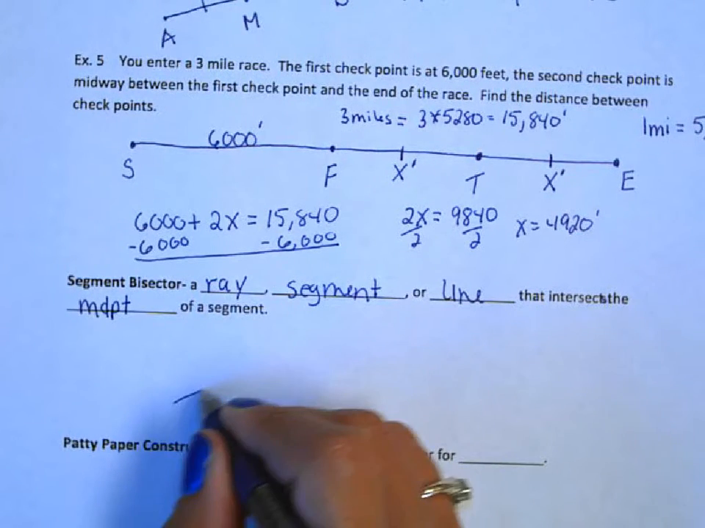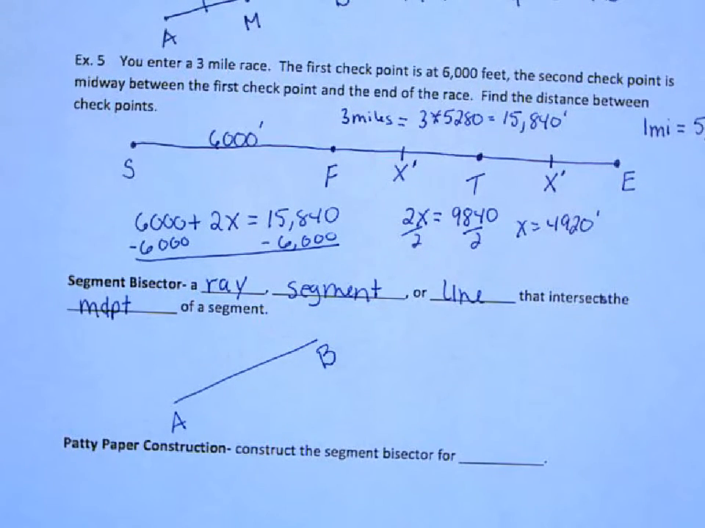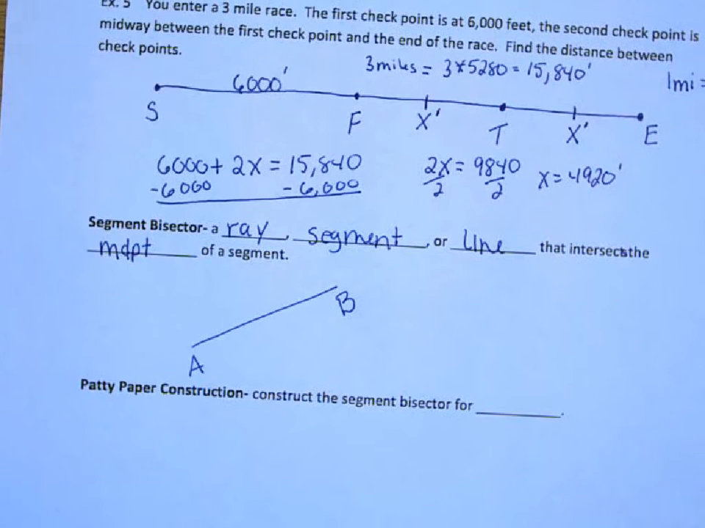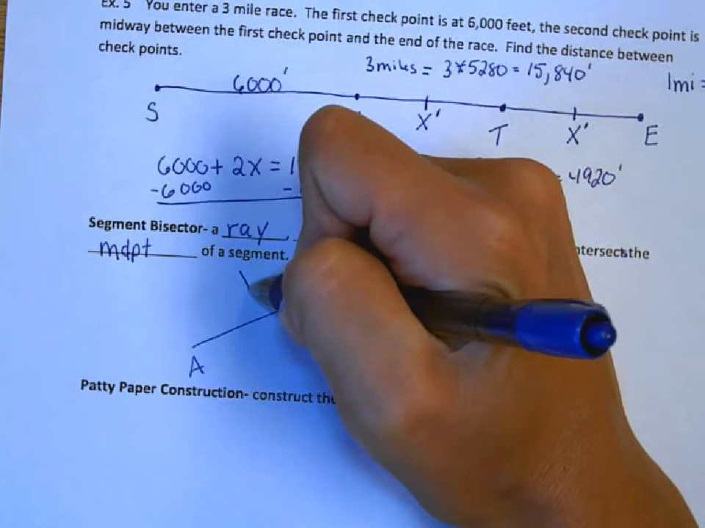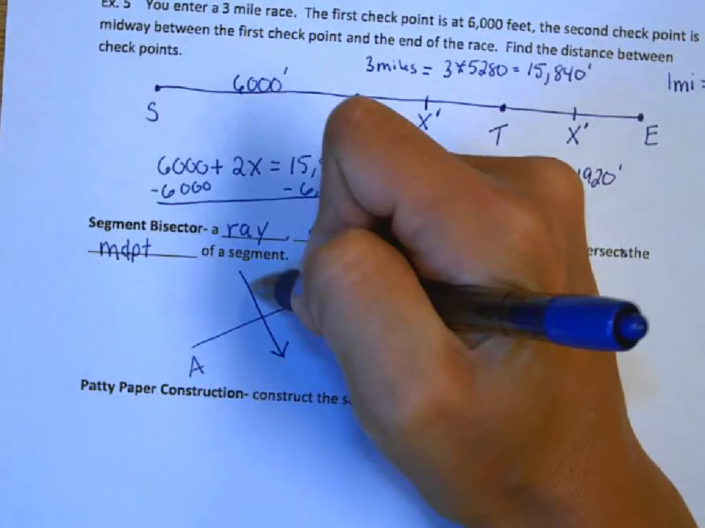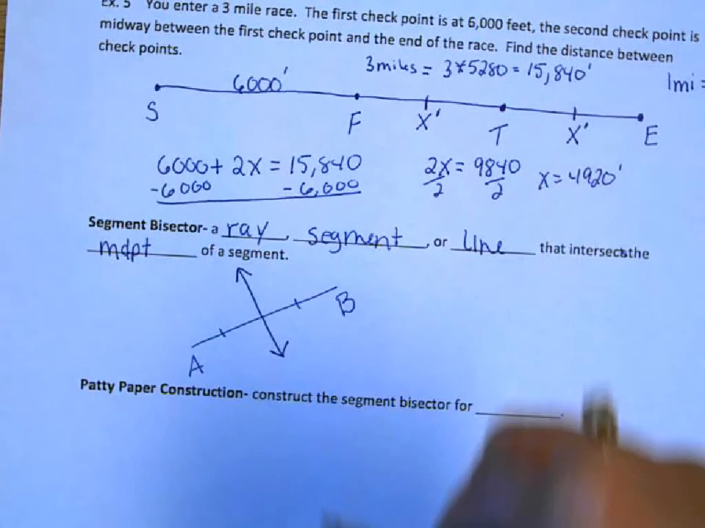So, if you had a segment AB, and we were to construct the segment bisector, we're looking for a line, a segment, or a ray that goes right through the middle of it. Like, I'll make it a line this time. And then what would I have to add to my picture to show that that's going right through the middle? The tick marks. You always got to have tick marks when you've got equal parts.